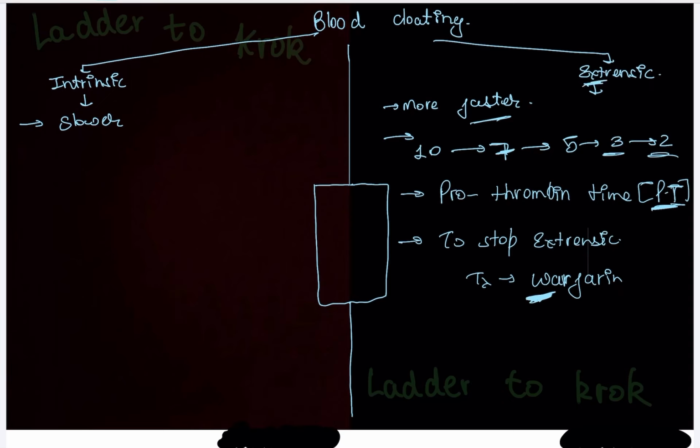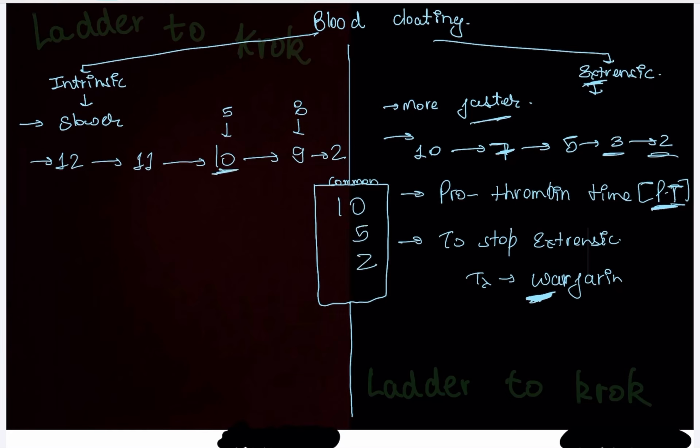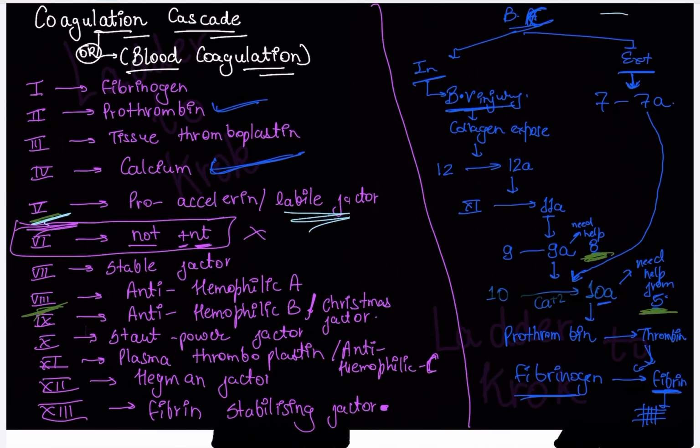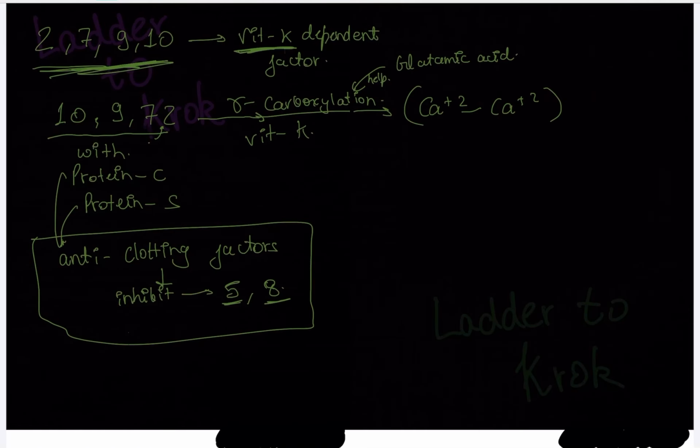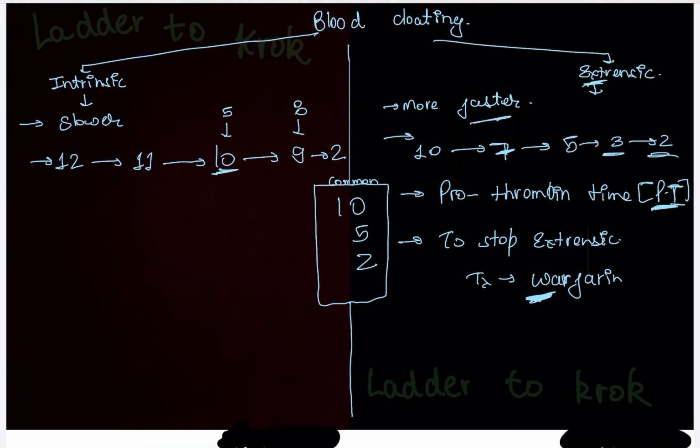Now intrinsic. In intrinsic we have 12, 11, 10. You know 10 needs help from 5. 9 needs help from 8, I already told you. 9 to 2, I am writing from high to low just for you to remember. There are some common factors. If someone asks you what those common factors are: 10, 5 and 2. You can see 10 is needed by 5 and 2. These are common factors. You can remember this whole thing by what I already explained, but this is just for better understanding and remembering. Don't make your notes bulky. You will understand the whole thing from those things.